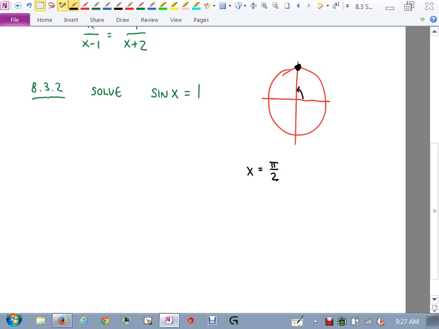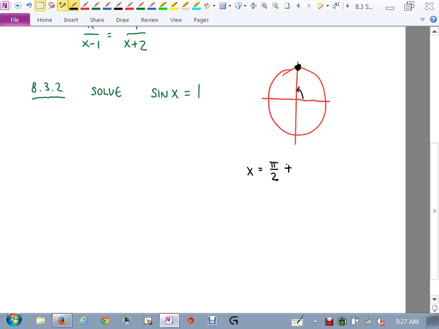No. This is where we start to run into some issues. We talked about this probably about 2 weeks ago, this idea of a general solution. I can be at pi over 2, but I could also get back to pi over 2 by adding a full rotation, right? Or I could go the other way a full rotation and get back to the same place. So instead of pi over 2, I should actually say pi over 2 what?